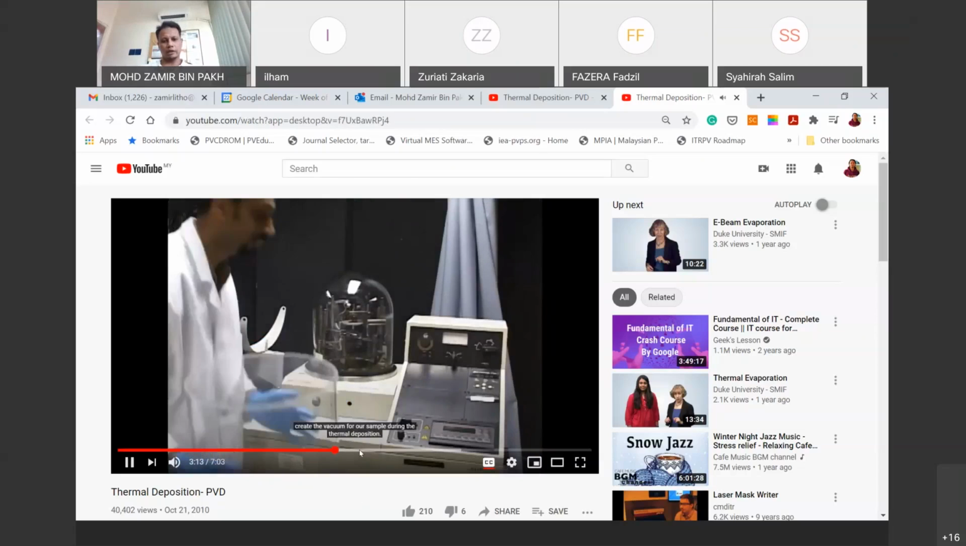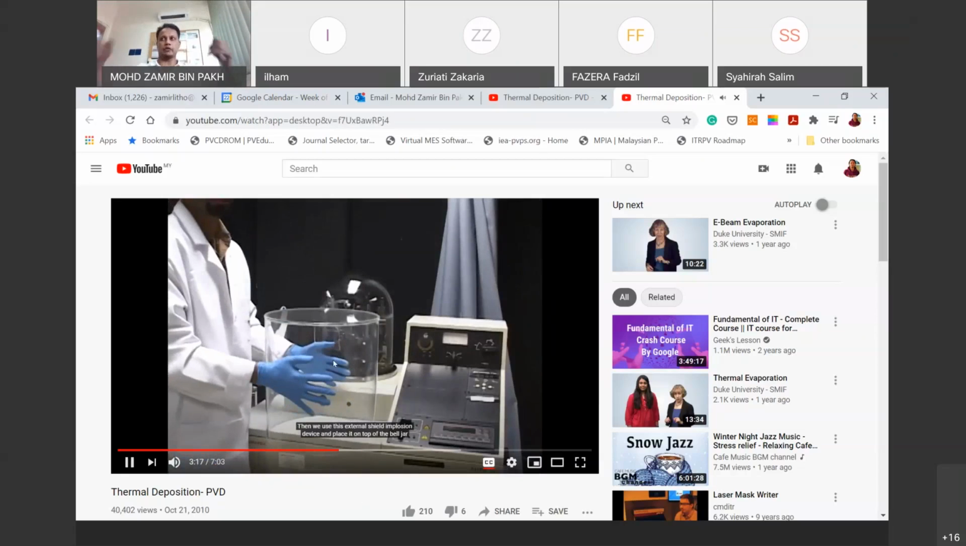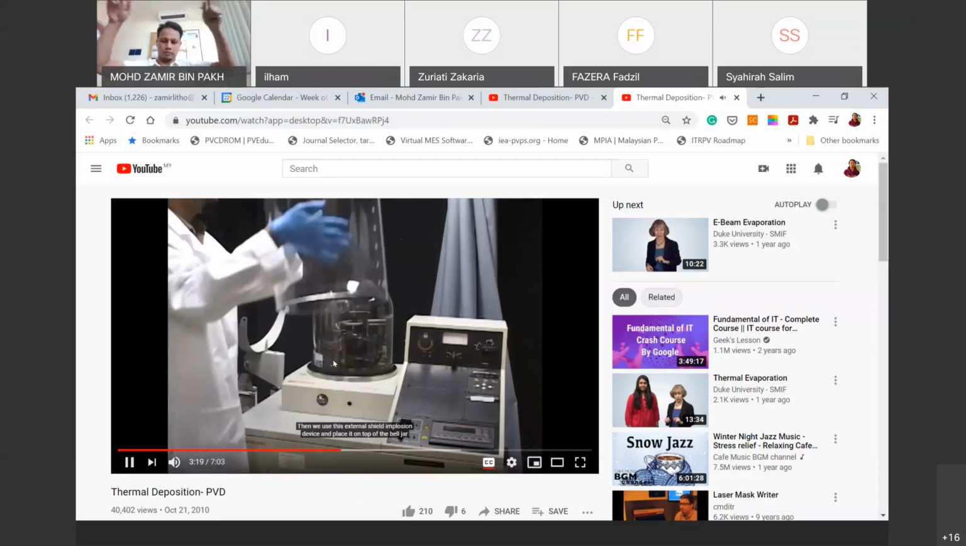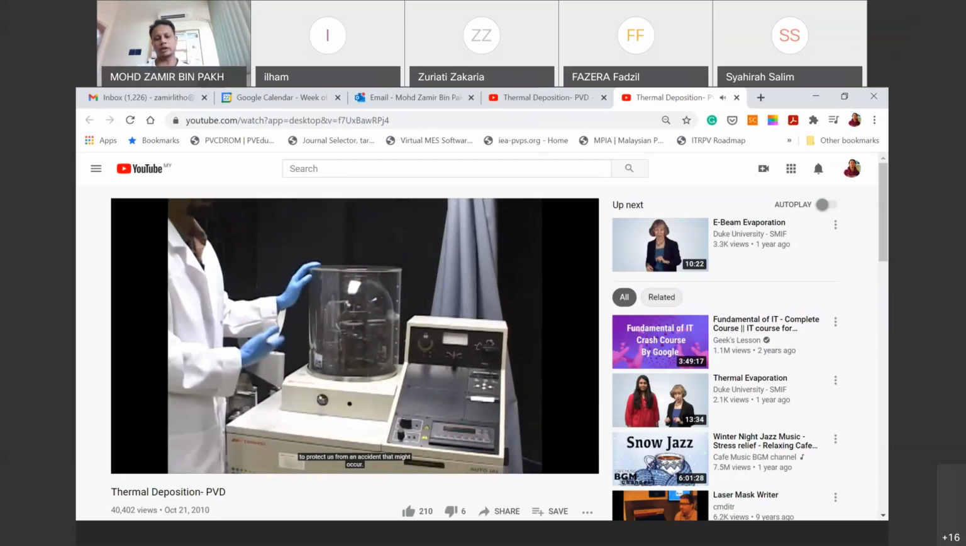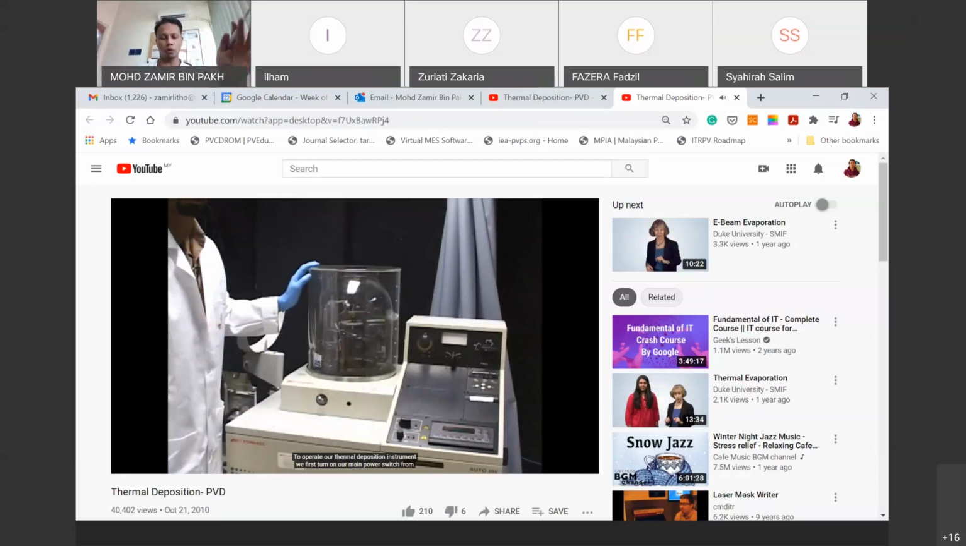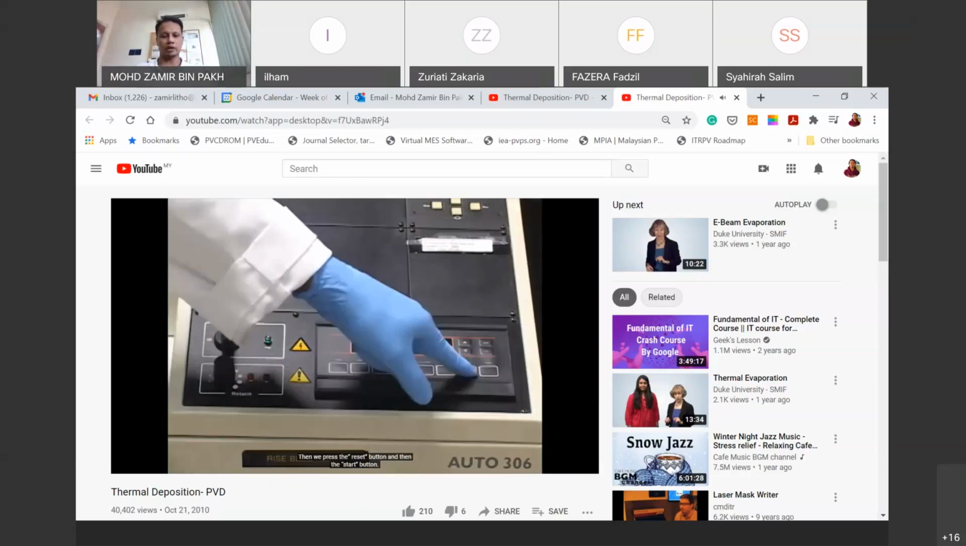So now, okay, they use a transparent bell jar, but in our lab we use an opaque chamber yang tak nampak, but we have a glass window. This one is slightly easier because you can see the whole thing, but then you are more exposed to the radiation in that sense, right? Because it's transparent in nature.